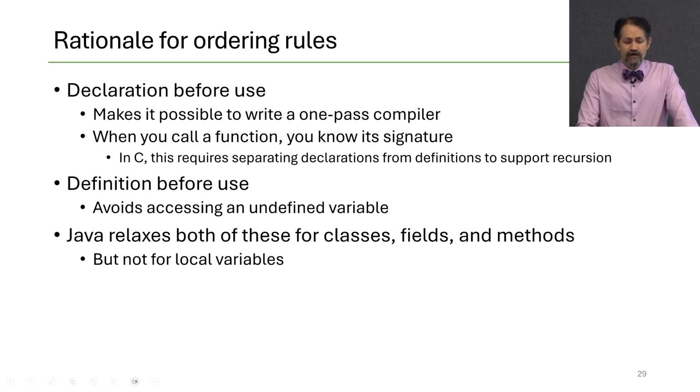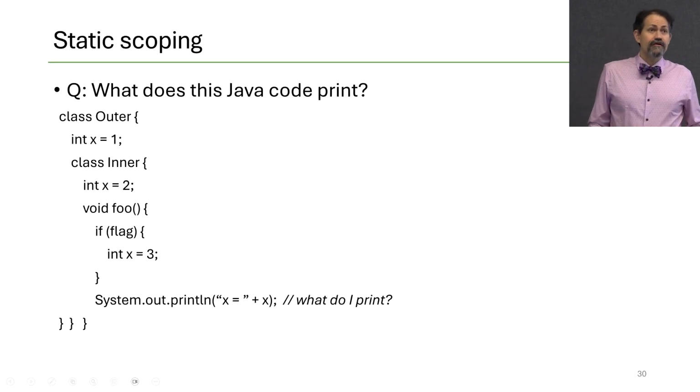For things like variables, a common rule is definition before use. This allows us to avoid accessing a variable that's not defined. Some languages will relax these for classes, fields, and methods. Java, for example, initializes fields and classes lazily. And for methods, it's no big deal because they're compiled ahead of time. But local variables still have to be defined before they're used, because otherwise we don't know the value of those variables. Let's consider static scoping.